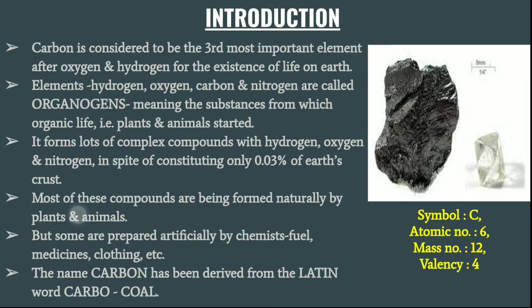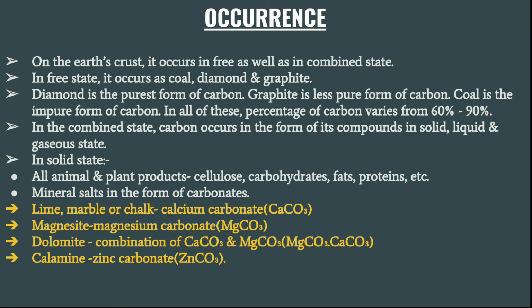Next we come to occurrence. On the Earth's crust, carbon occurs in the free as well as in the combined state. In the free state, it occurs as coal, diamond and graphite. Diamond is the purest form of carbon, graphite is a less pure form of carbon than diamond, and coal is the impure form of carbon. In all these, the percentage of carbon varies from 60% to 90%.